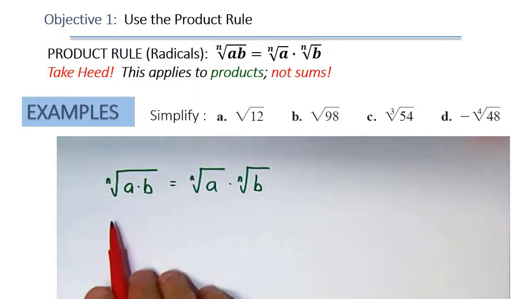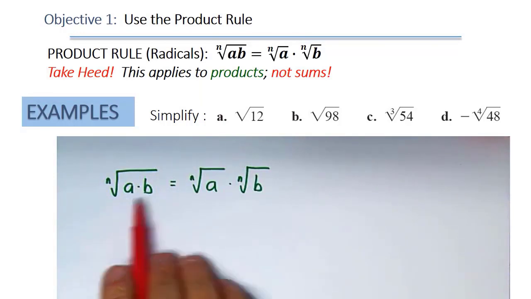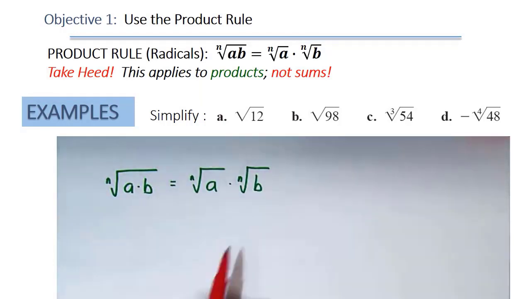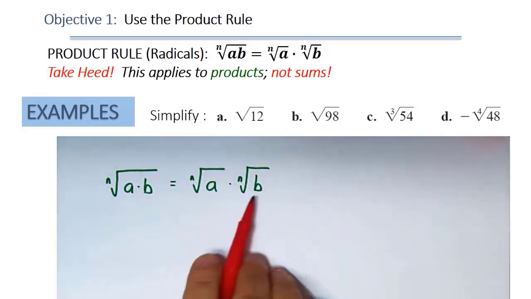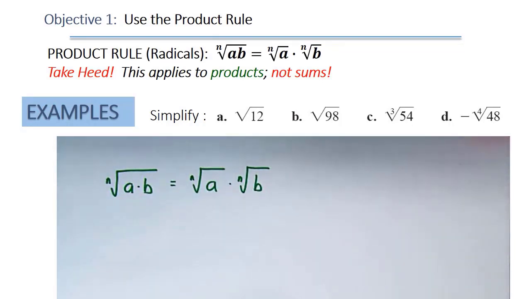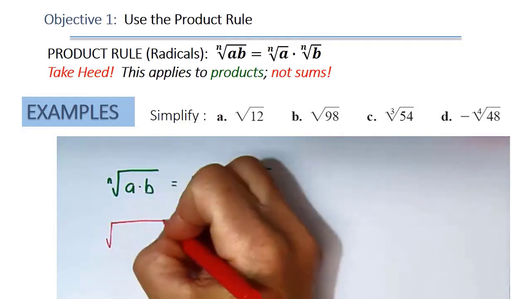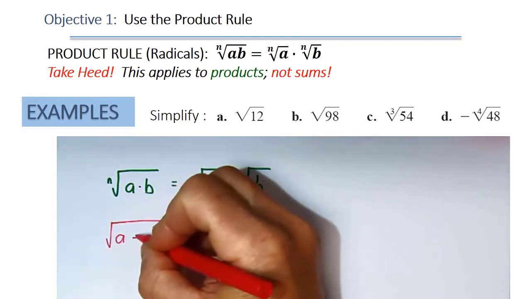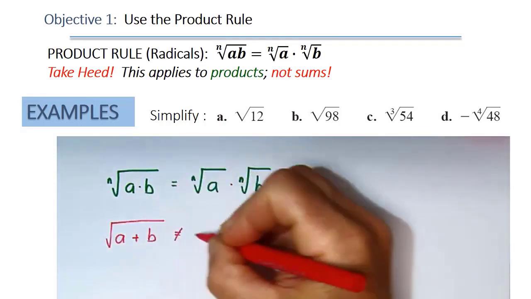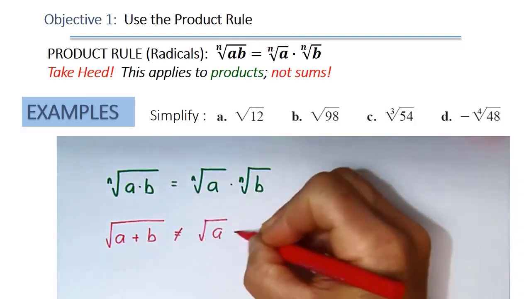It is certainly true that if you multiply things together inside the root sign, then you can split it into separate roots. And in fact, you can do the opposite. You can multiply individual roots together into a single root. We'll work with that more in our next lesson. But it is not true that if two things are added together, that you can split those up into separate roots. Those are not equal.